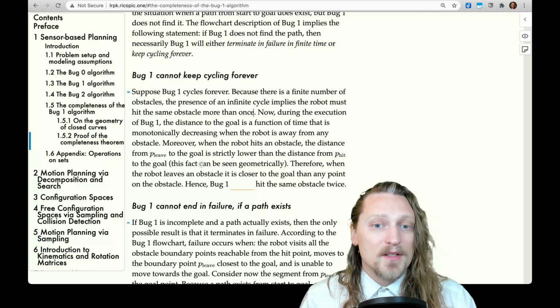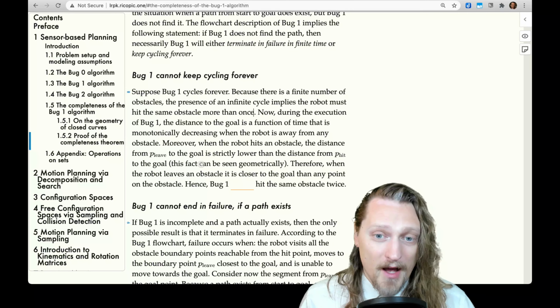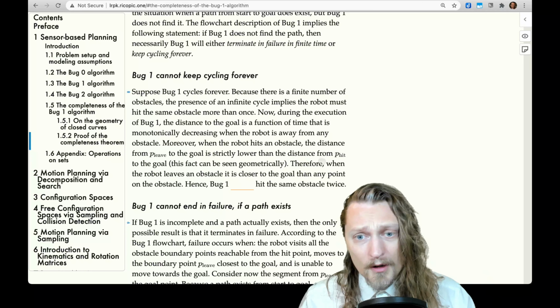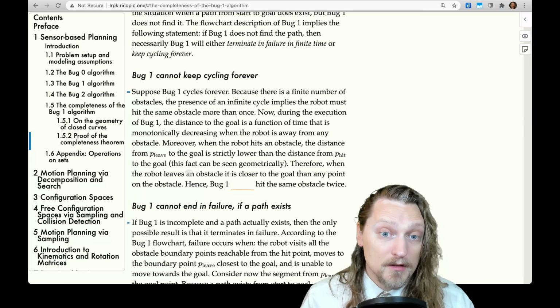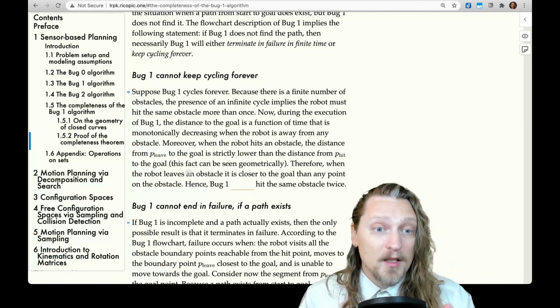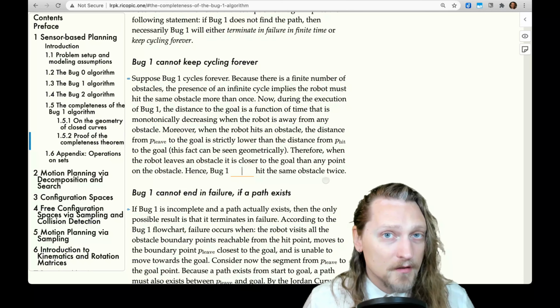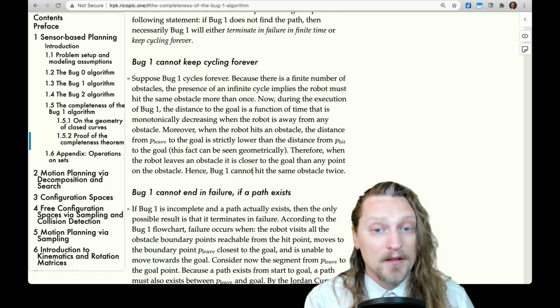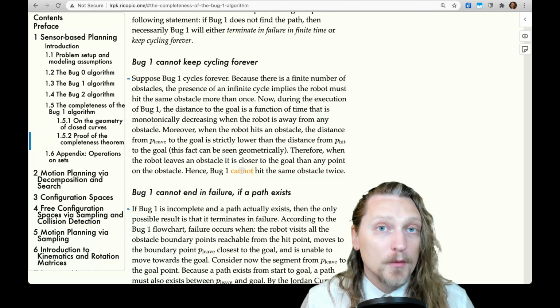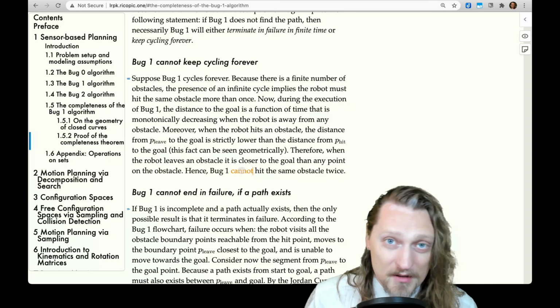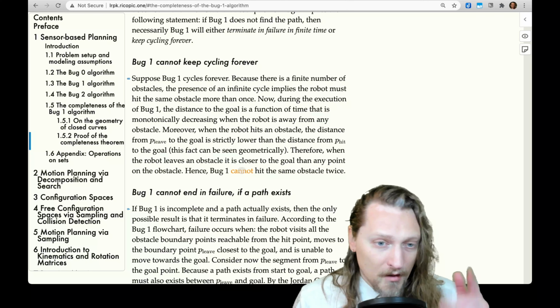This fact can be seen geometrically. This is a requirement in the algorithm. Therefore, when the robot leaves an obstacle, it is closer to the goal than any other point on the obstacle. Hence, Bug 1 cannot hit the same obstacle twice, just like you can't step in the same river twice, right?